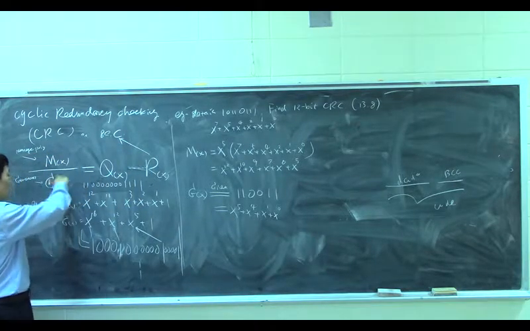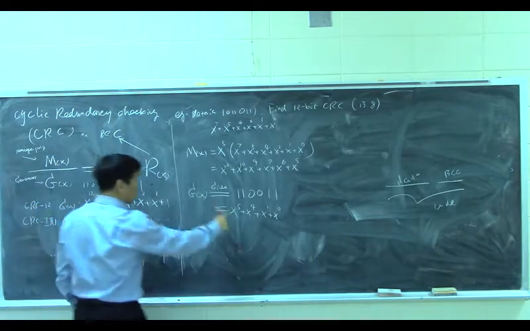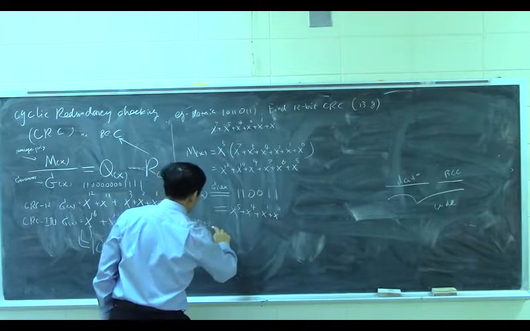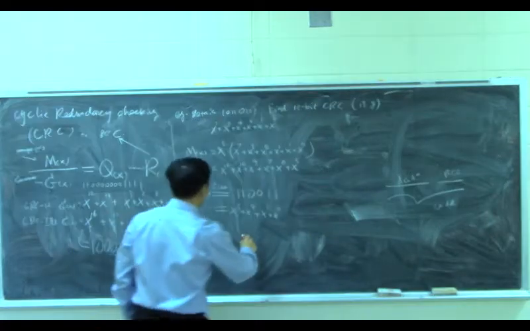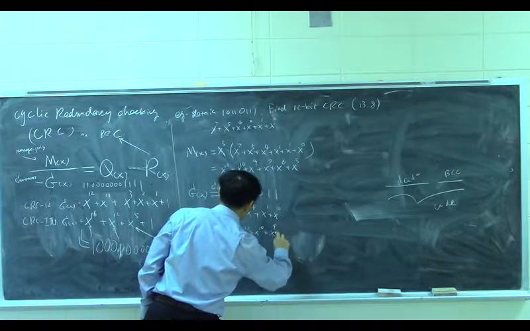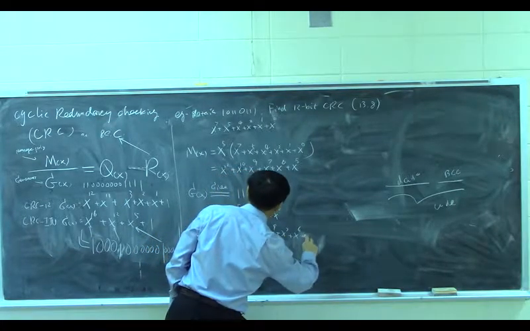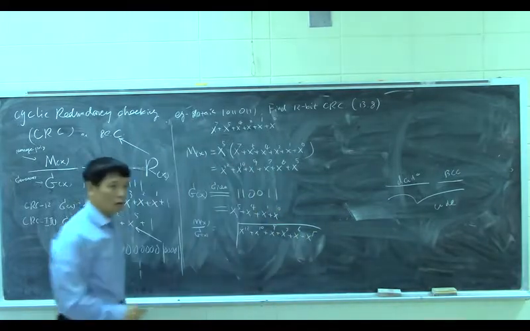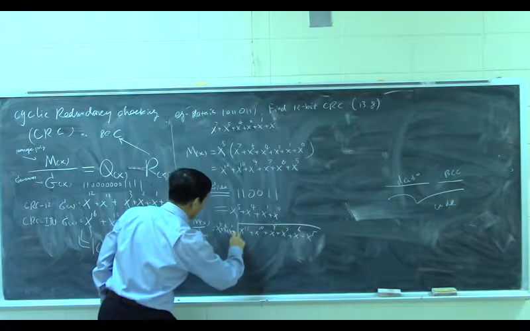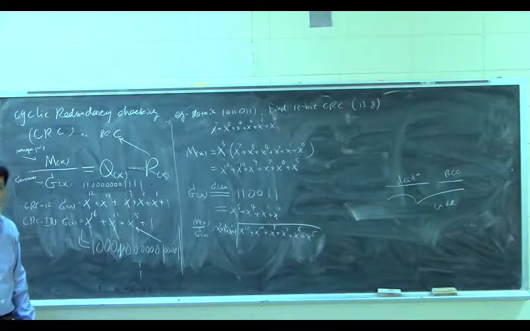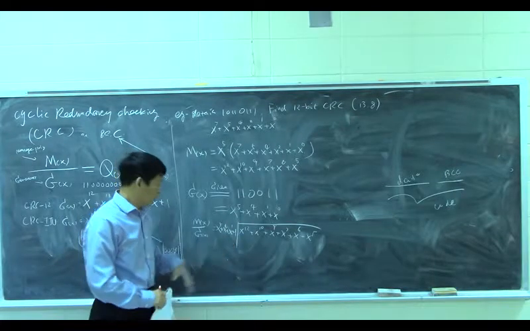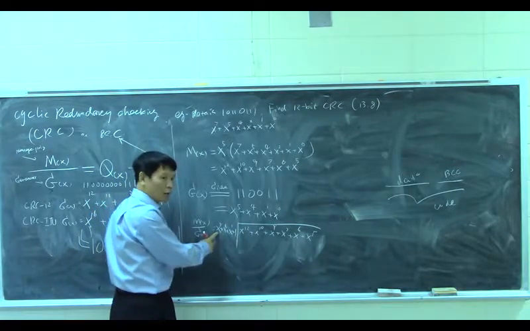The next one, we are going to do this division. So this divided by this. So mx divided by gx will be equal to, we copy all this, x12 plus x10 plus x9 plus x7 plus x6 plus x5, divided by x5 plus x4 plus x1 plus 1 here. Then we know how to divide a polynomial by another polynomial. X to the 12 divided by x to the 5 equals what?